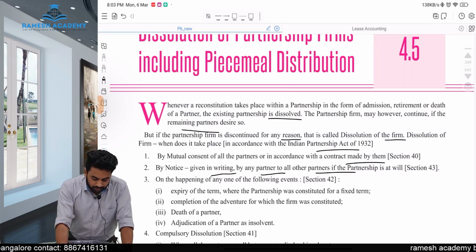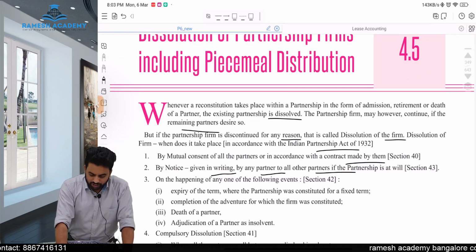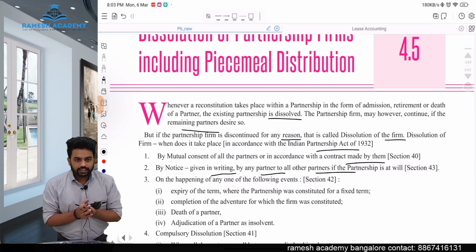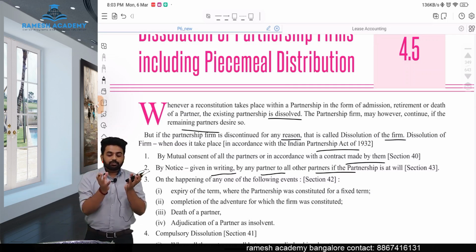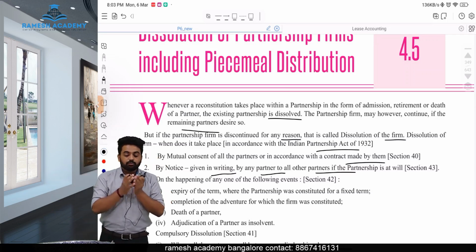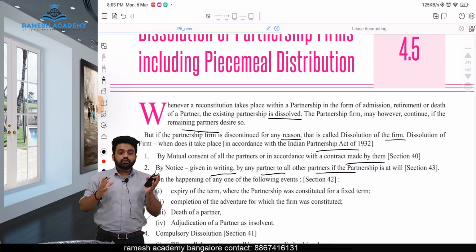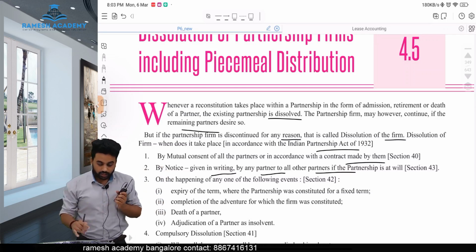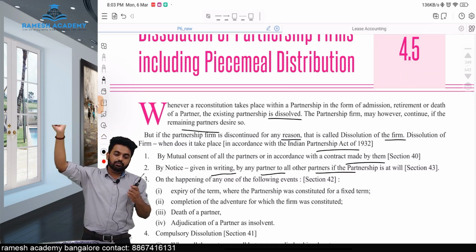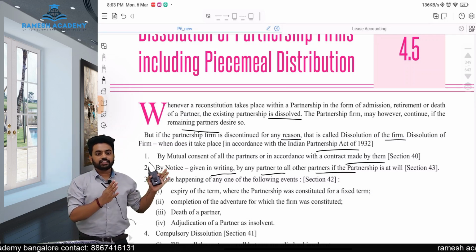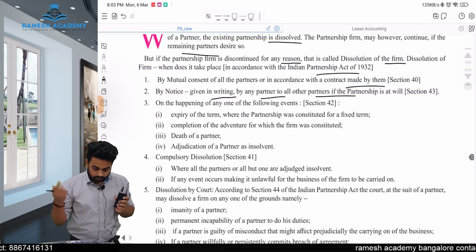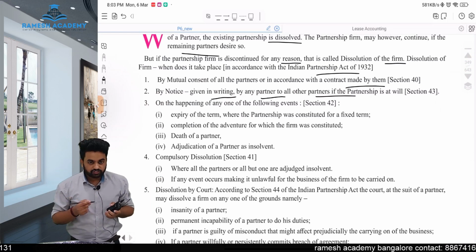See, whenever a reconstitution takes place within a partnership in the form of admission, retirement, death, etc., then the firm will not get dissolved. The partnership will get dissolved, which means the agreement among the partners, the relationship between the partners will get dissolved, not the partnership firm. But when you close the whole business, then your whole partnership firm will get dissolved. That we are going to learn now. Dissolution of partnership we have already learnt in admission, retirement, death, where business will continue, only the relationship between partners will change.